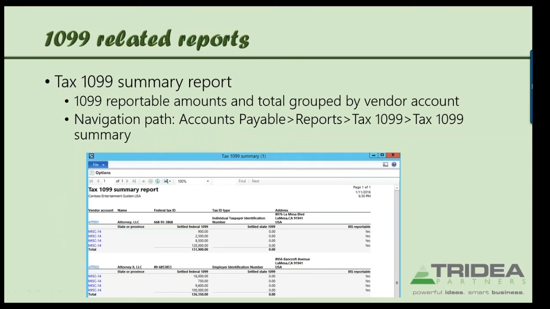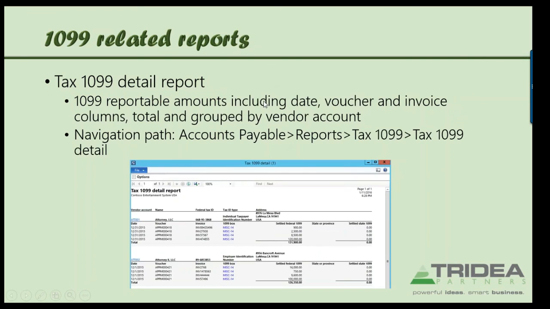Lastly, there's a couple 1099 related reports within AX. The first one is the Tax 1099 Summary Report. So that shows 1099 reportable amounts grouped by vendor account. And here's the navigation path for that report. So it gives a higher level look at your 1099 reporting.